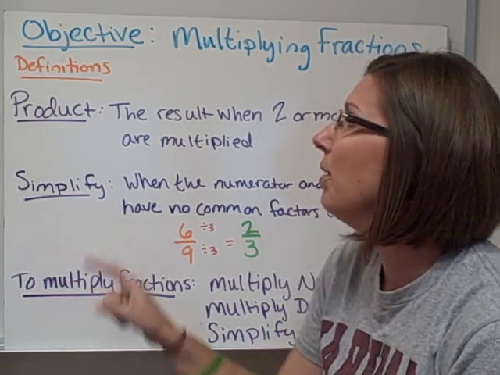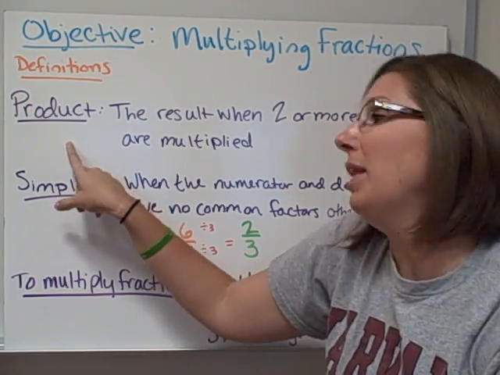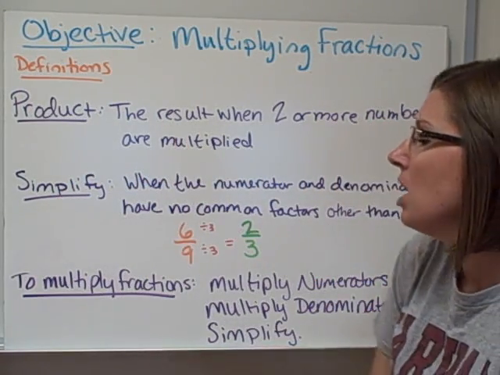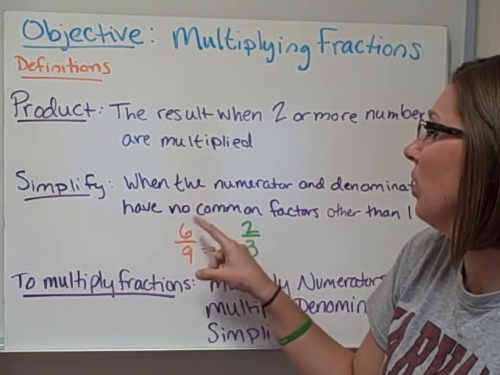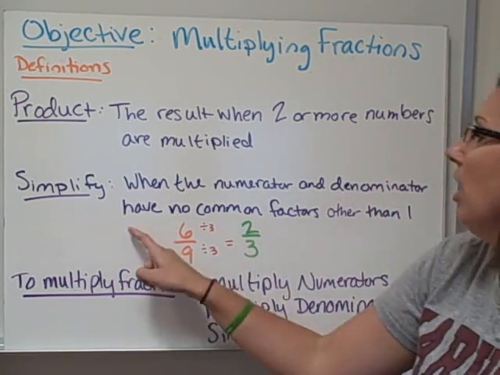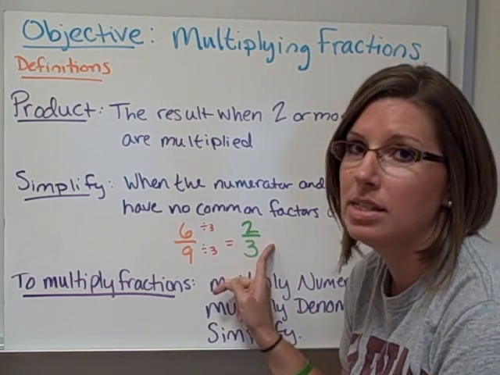Hey everyone, today we're going to talk about multiplying fractions. The product of something is the result when two or more numbers are multiplied. To simplify, we're going to need to reduce our fraction so that when the numerator and denominator have no common factors other than 1, we know that our answer is simplified.